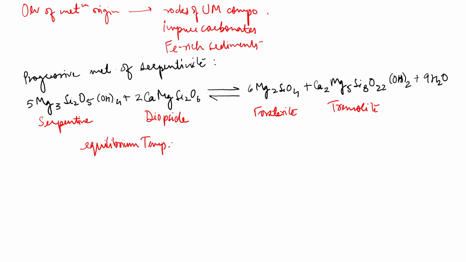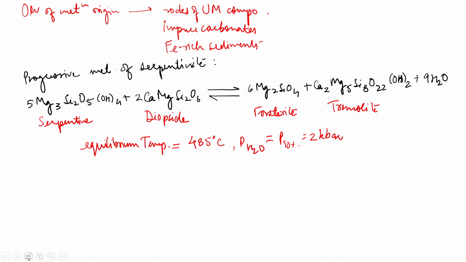So the equilibrium temperature of this reaction is around 485 degrees Celsius, and the partial pressure of water over here is the same as the total pressure, which is equal to 2 kilobar. So what does this mean? That at a temperature of around 485 degrees Celsius and a total pressure of 2 kilobar, the serpentine reacts with diopside to give forsterite and tremolite.